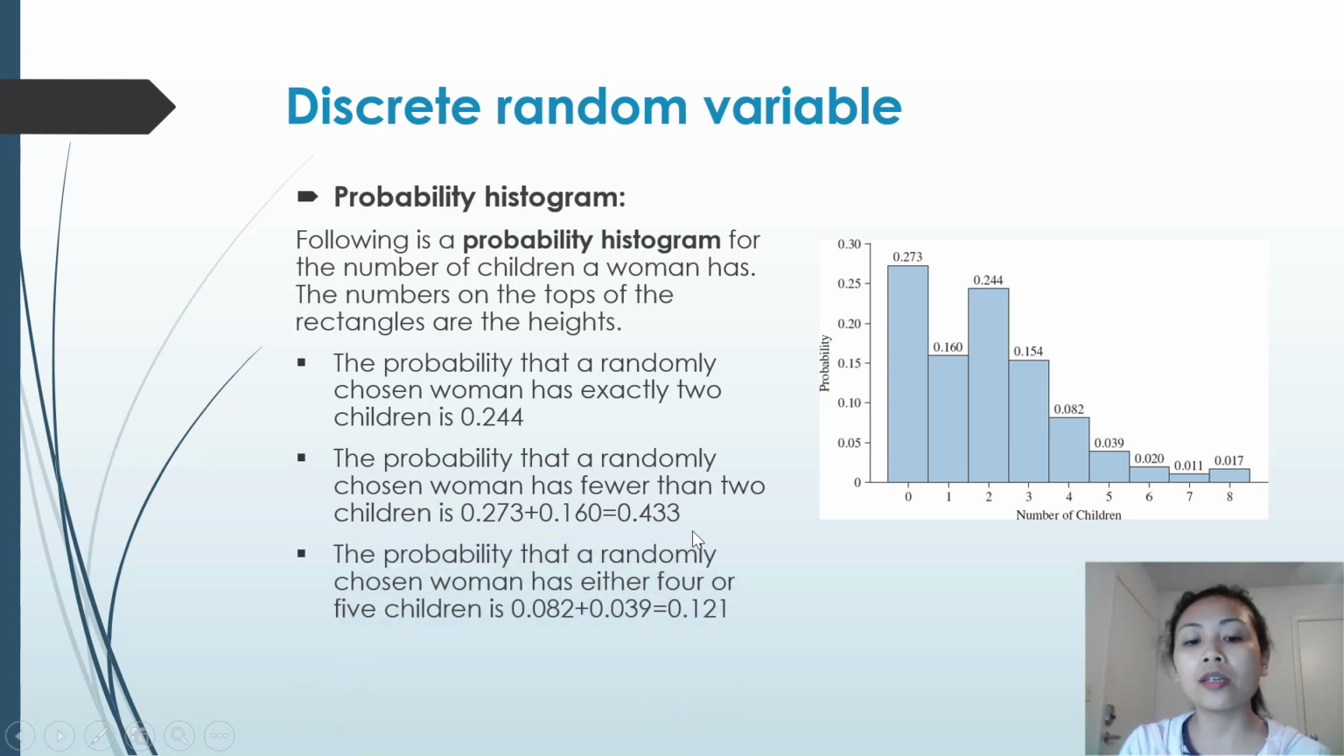The probability that a randomly chosen woman has either 4 or 5 children. Either 4 or 5, so we add the values on the tops of the two rectangles, 0.082 and 0.039. So the answer is 0.121. So that is about discrete random variable.